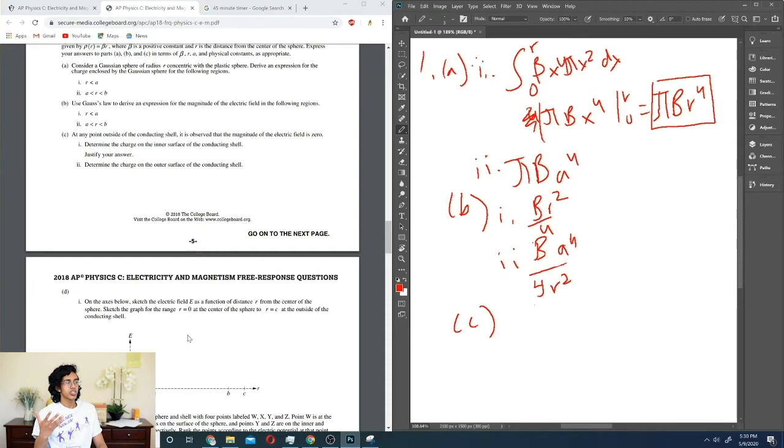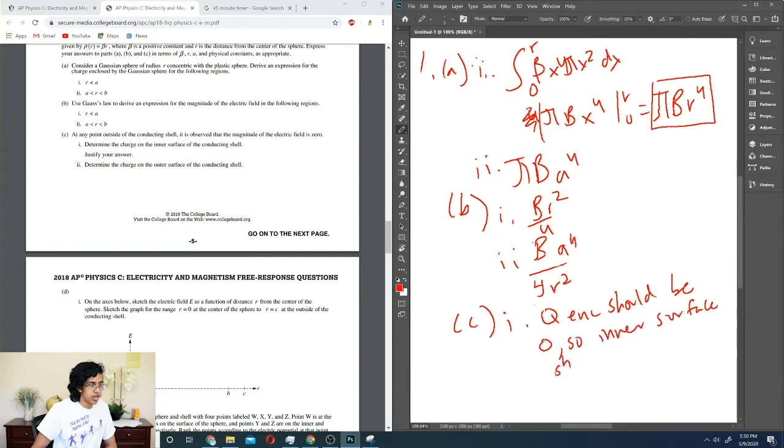But we also want it to have an electric field outside of the conductor of 0, so the charge on the outer thing should not change anything, so it should also be 0. So Q enclosed should be 0, so the inner surface should have negative pi b a to the 4. And then for the other one, it's kind of the same thing. Q enclosed should still be 0, so it should have 0.